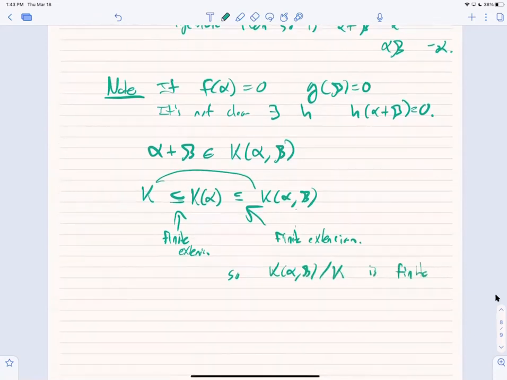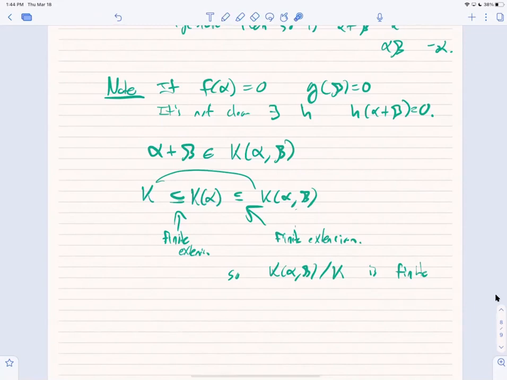And so these are both finite because they're algebraic and finitely generated. They're generated by a single element. And let me say, that's a little bit dishonest. Let me say it this way. They're finite because each of them is obtained by just adding the algebraic element alpha.